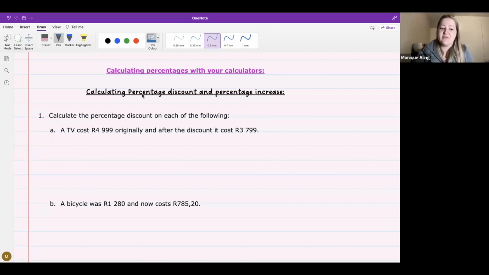So question 1A, we're looking at a TV that cost 4,999 Rand originally, and after the discount, it cost 3,799. Okay, so the question did ask us to calculate the percentage discount, and we can see that the price was 4,999 and the price has dropped. So there's been a change in the price, and we want to work out what that change is in percentage form. Does anyone know how we will go about working out a question like this?